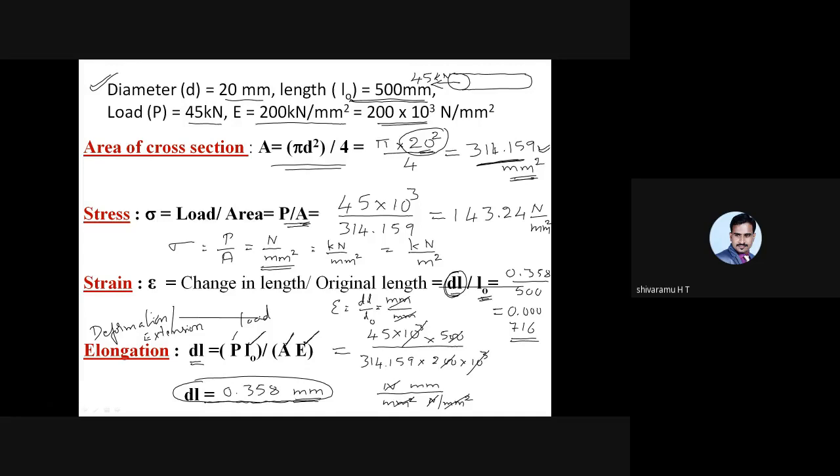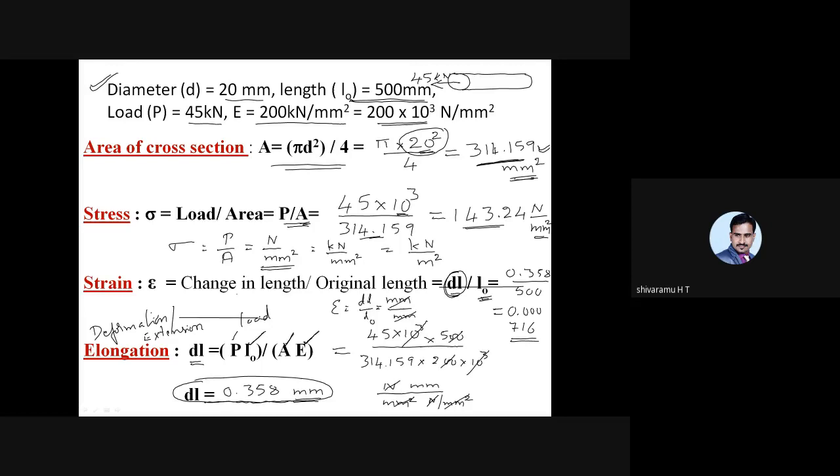Load is 45 kilonewton, so 45 into 10 power 3, and area is 314.159. So if you simplify, you will get the answer 143.24 newton per millimeter square. The stress unit is newton per square millimeter or newton per meter square. And next, it is asked to compute the strain.